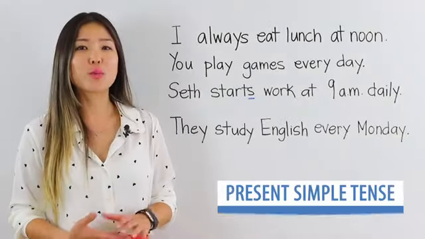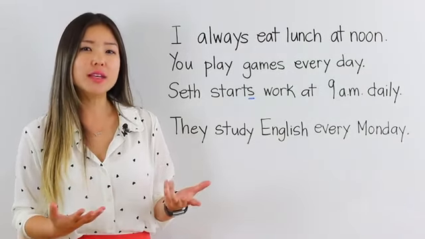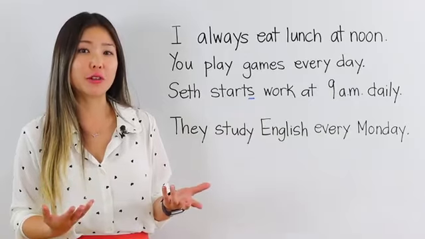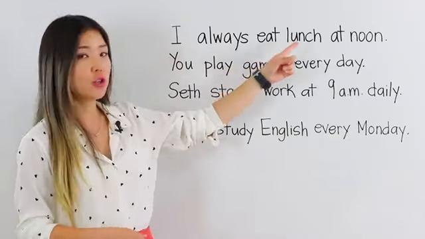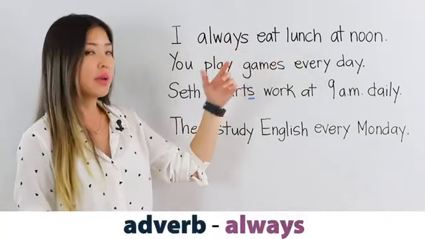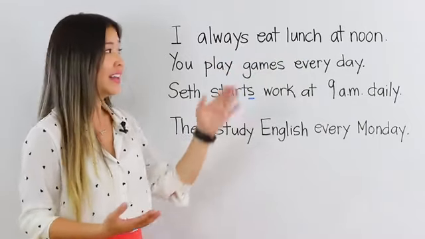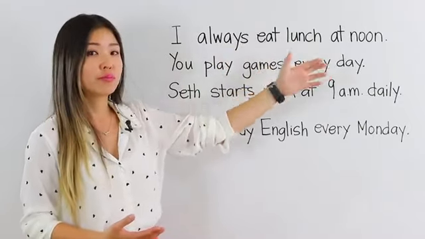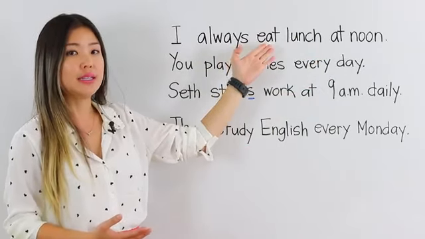We also use the present simple tense to talk about habits and routines. So things and actions that happen regularly. Let's look at the examples. I always eat lunch at noon. You'll notice I use the adverb always because I'm talking about something that I do regularly. What is that? Eat lunch at noon. So I use the present simple tense. And here I use the verb eat.